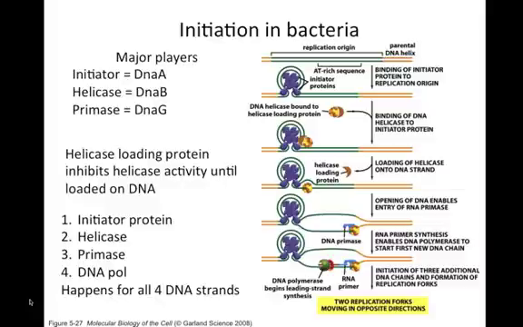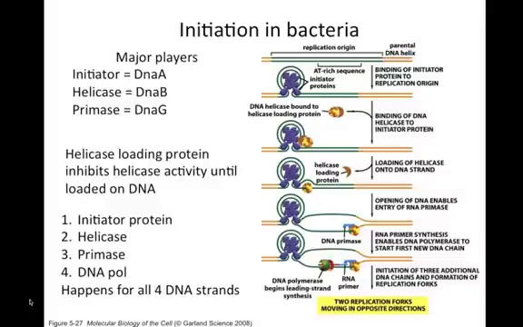If there's no initiator protein, you're not going to get the right conformation of the DNA for it to open up and for the helicase to be loaded. If there's no helicase loaded, you're not going to open your DNA. If there's no open DNA, then you can't get your primase to come in and make your primer. If there's no primase and there's no primer, then DNA polymerase can't polymerize DNA off of that.